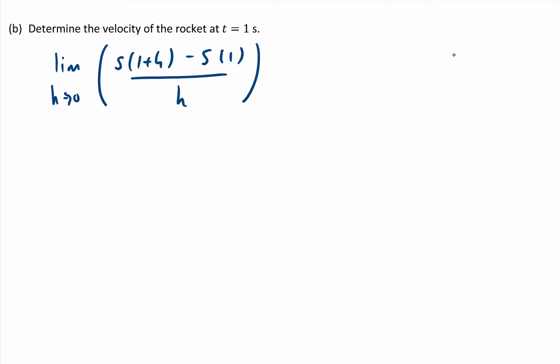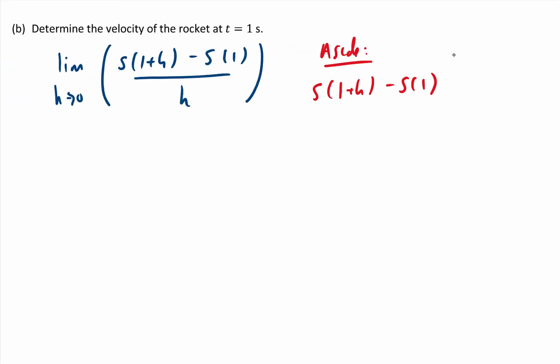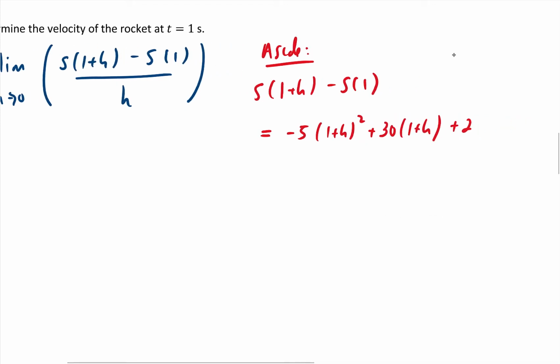So again, I would do some of this work at the side. So here's our side. And I would figure out what is s of 1 plus h minus s at 1. Because right now if I sub h into that equation, I'm going to get 0 over 0. So therefore s of 1 plus h minus s of 1, well, that's going to be negative 5 times 1 plus h squared, plus 30 times 1 plus h, plus 2, and then minus s at 1, which from part A we determined that s at 1 was 27.